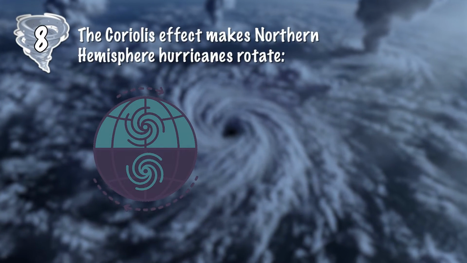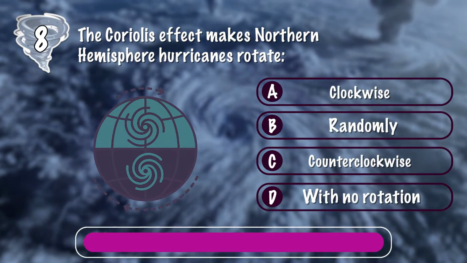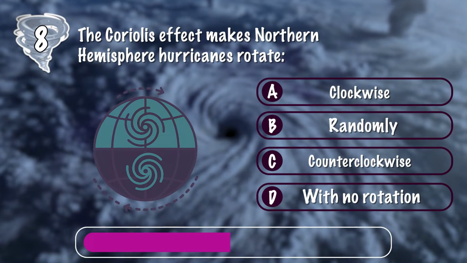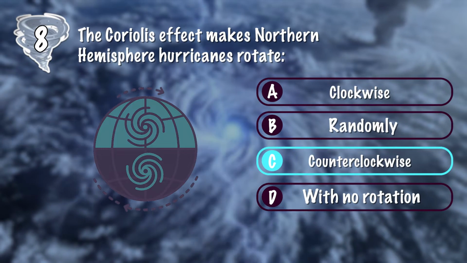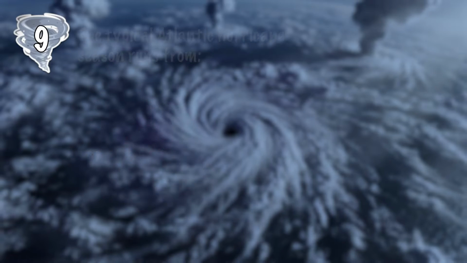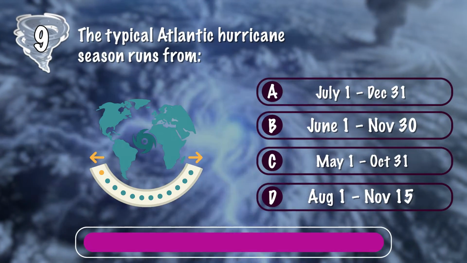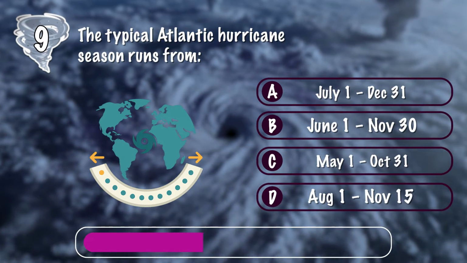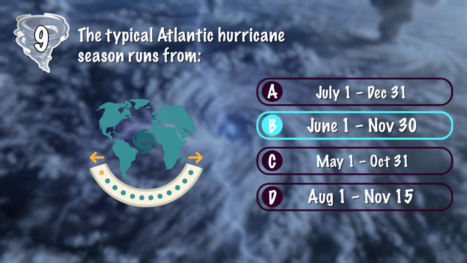The Coriolis Effect makes northern hemisphere hurricanes rotate. Correct answer C, counterclockwise. The typical Atlantic hurricane season runs from correct answer B, June 1 through November 30th.